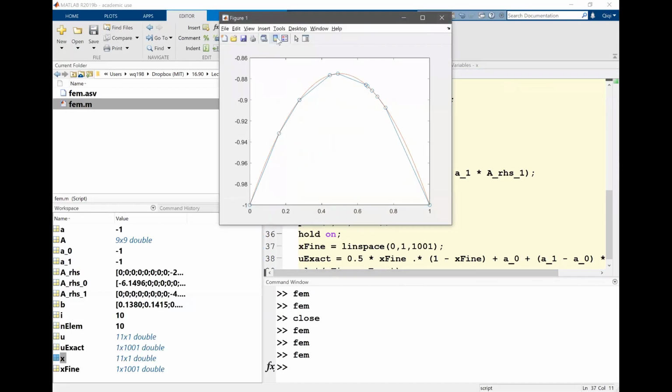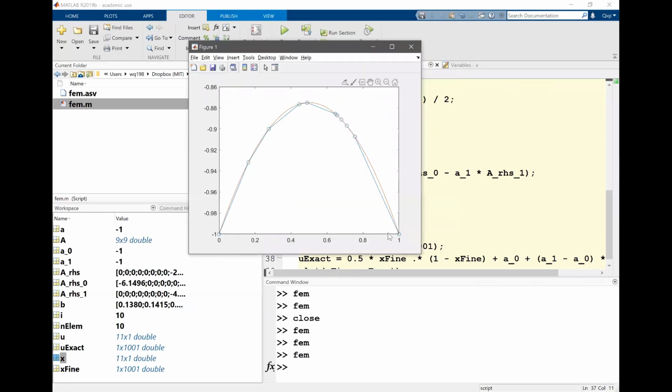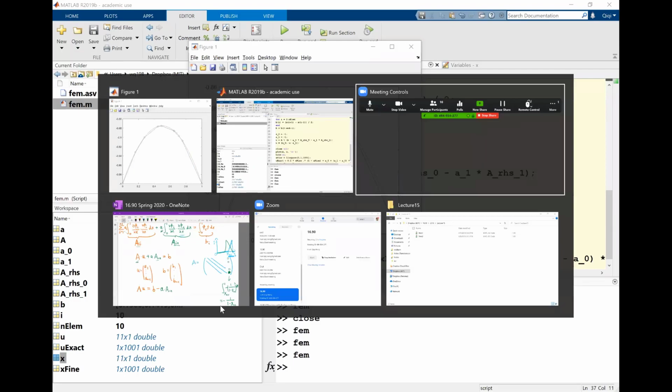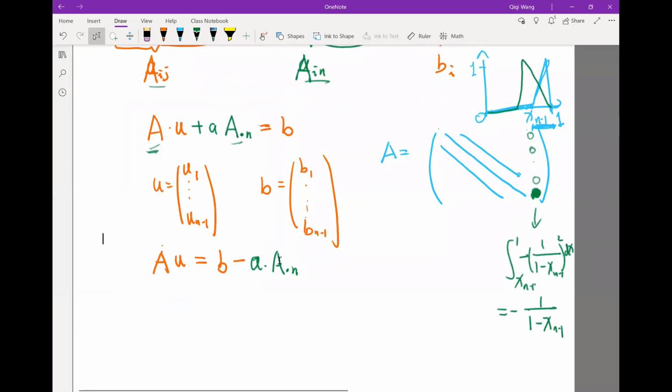So running this, we now get a solution satisfying both boundary conditions on the left and on the right, and it matches our analytical solution pretty well. All right. So now we have discussed how to enforce one kind of boundary condition for finite elements. That is what we call the Dirichlet boundary condition. That kind of boundary condition basically specifies what the values of the solution are at the boundary.